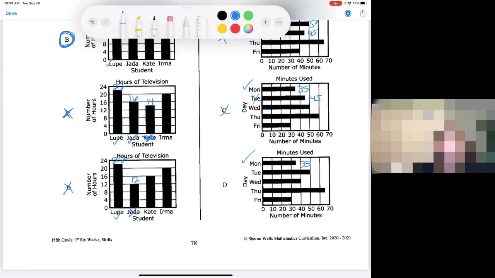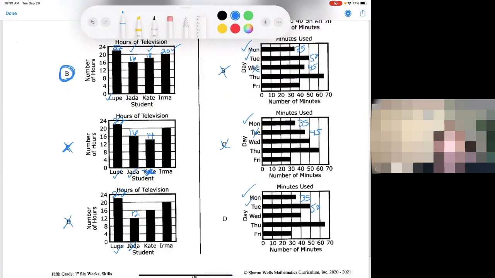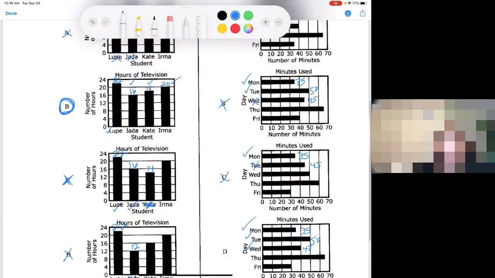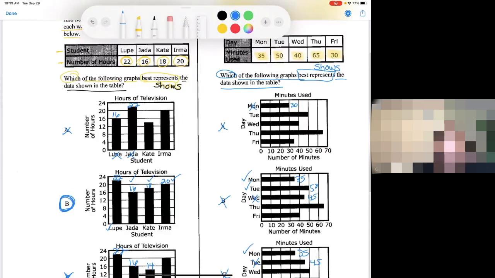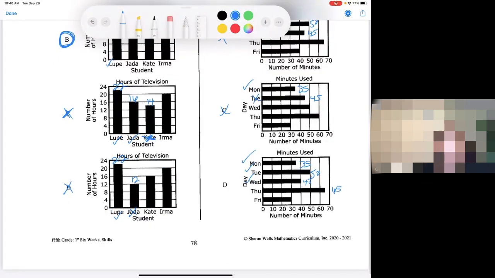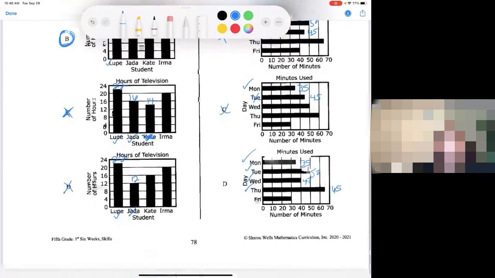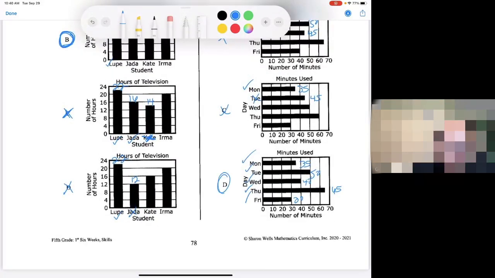So it seems like this one's 35, yes. This one's 50, yes. On Wednesday, we have a 40, and this one's a 40, yes. On Thursday, we have 65, and yes, this is 65. On Friday, we have only 30, this is 30, yes. The answer is D.